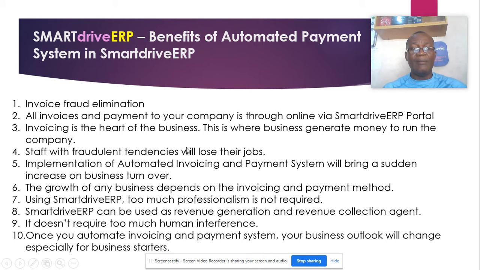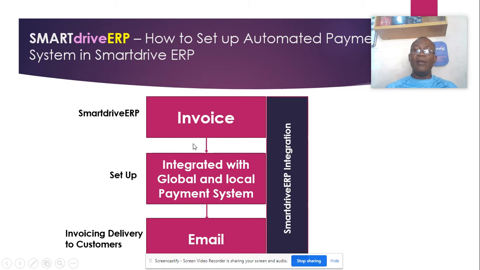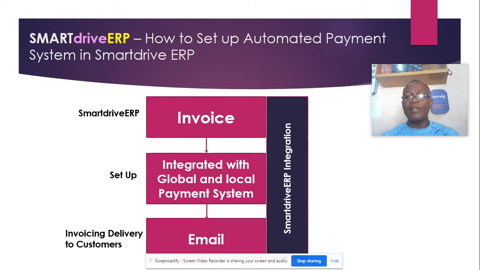So again, let's look at how our automated payment system works. Okay, so the first thing we've done is an integration. We integrated our invoicing system with the global and local payment systems. We have built that integration with a number of global payment systems, and we'll show you the interface. All that you need to do is go and configure it and make sure that it works in your environment. Because we've automated the payment system, all the invoices will be generated via email.